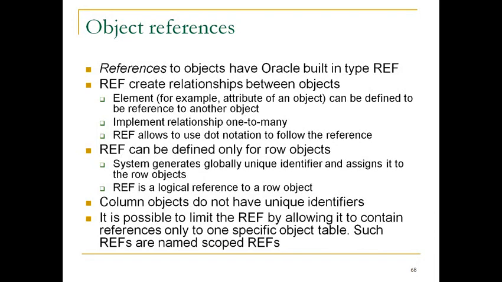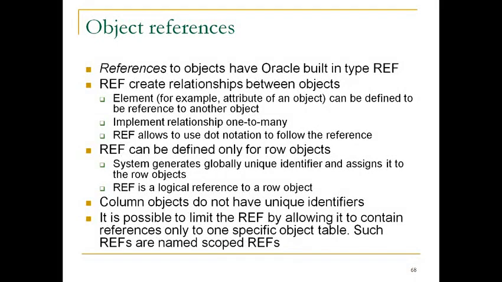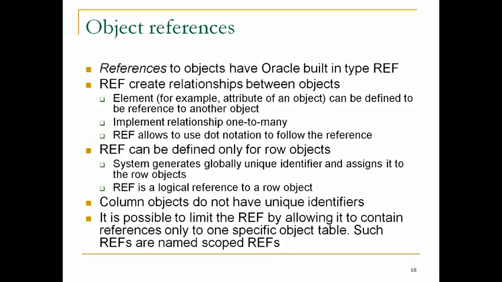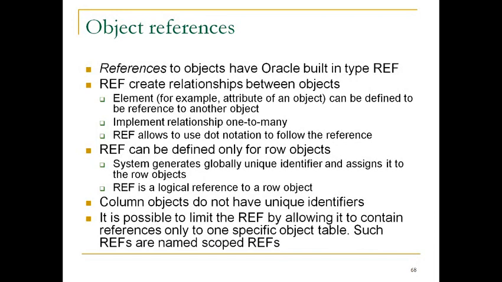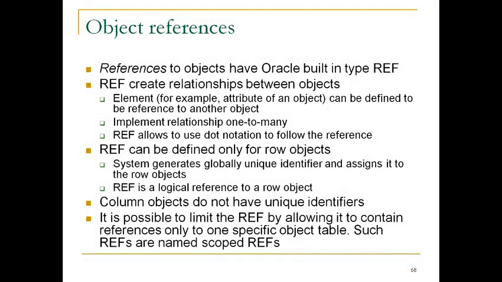Some limitations: refs can be defined only for row objects. If the object is somewhere in the column, it's a column object, and then you cannot have a reference to it. And it is connected with the fact that a row object has a unique identifier which is used to give these references to the objects.